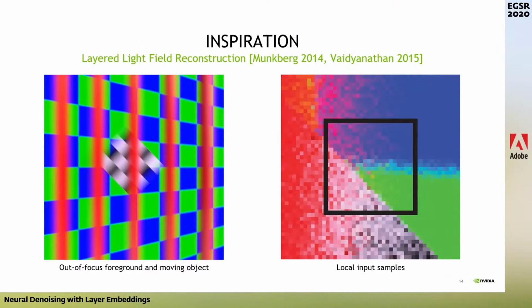We took inspiration from a layered light field reconstruction paper that handles motion and defocus blur with the help of depth layers. If you look to the left, you have a contrived scene with a red out-of-focus fence in the foreground, a moving object moving diagonally in the scene, and a static background. To the right, we zoom in and look at a small spatial neighborhood. You can see that there's a mix of noisy foreground samples, samples from the moving object, and the background.